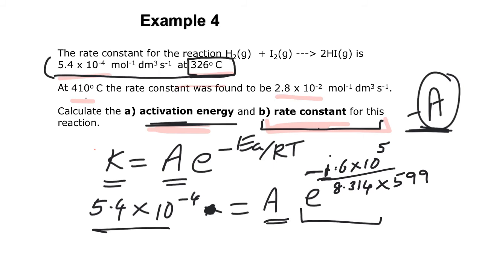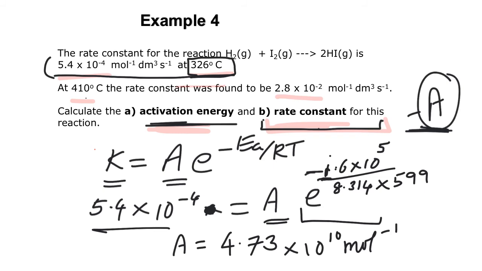You should get A, which is equal to 4.73 times 10 power 10. Now the unit for this is the same as the rate constant unit, so I'm going to just rewrite the unit for the pre-exponential factor, which you'll find is the same as this unit here. Okay, I forgot to put the negative here.